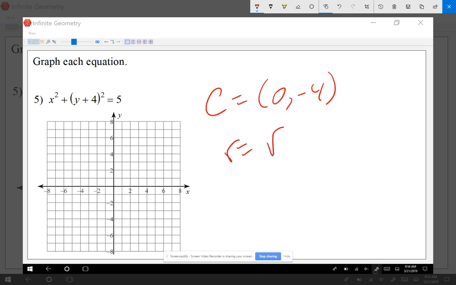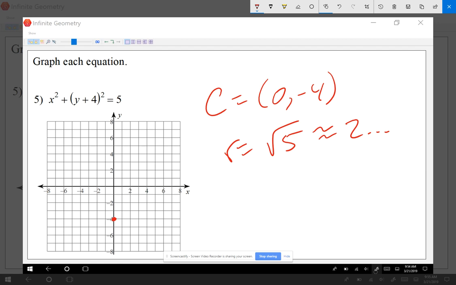The radius is the square root of 5, because 5 is radius squared. So the radius is the square root of 5, which is roughly 2 point something. It's a little more than 2. Right, we can use a calculator to figure it out. It's 2 point something. All right, so the center is 0, negative 4. There's my center. Radius is a little bit more than 2.